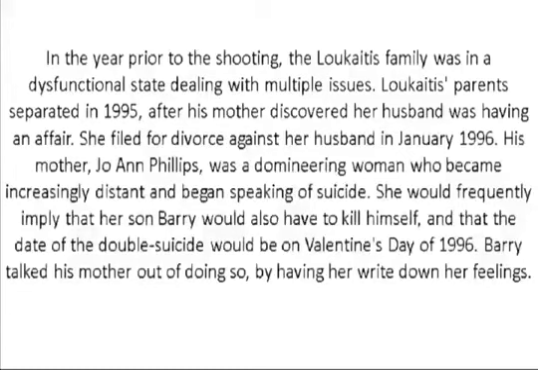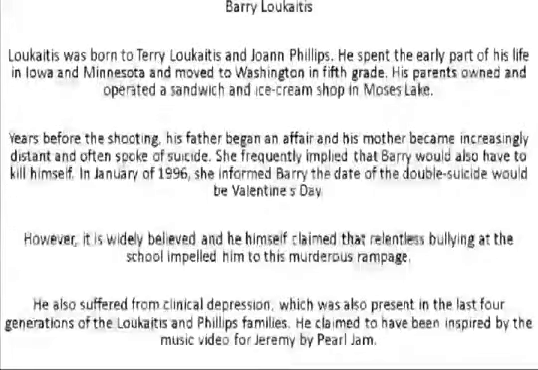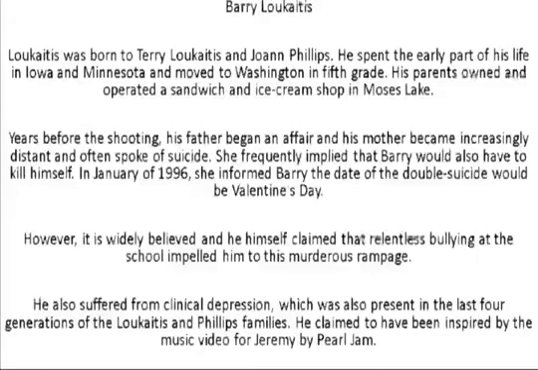Now, going over to the next slide, here's some more information about this young man. Lukaitis was born to Terry Lukaitis and Joanne Phillips. He spent the early part of his life in Iowa and Minnesota and moved to Washington in the 5th grade. His parents owned and operated a sandwich and ice cream shop in Moses Lake. Well, knowing they got a divorce and they separated, you can only imagine how that also affected the family business. Years before the shooting, his father began having an affair and his mother became increasingly distant and often spoke of suicide. She frequently implied that Barry would also have to kill himself. In January of 1996, she informed Barry the date of the double suicide would be Valentine's Day.